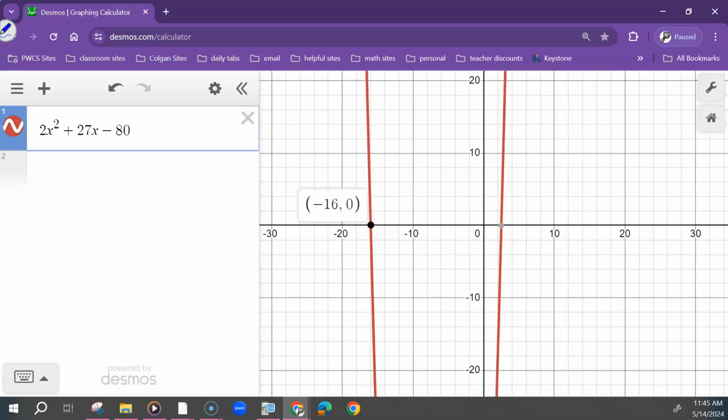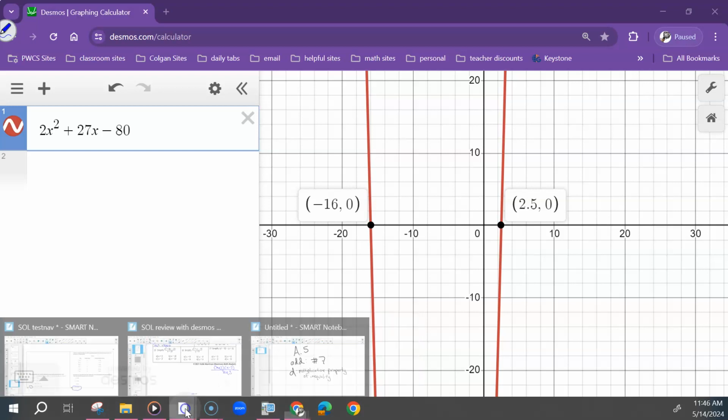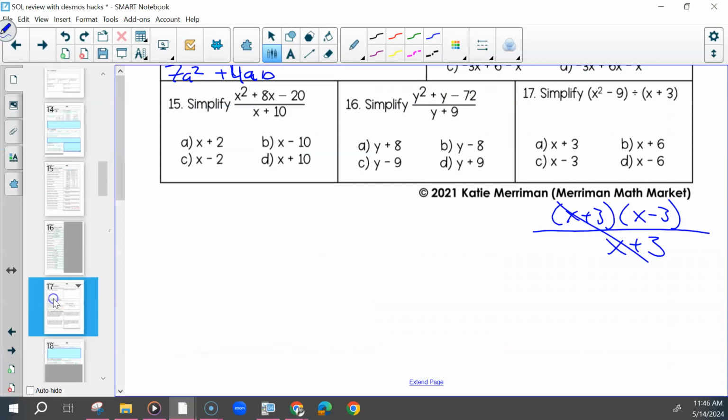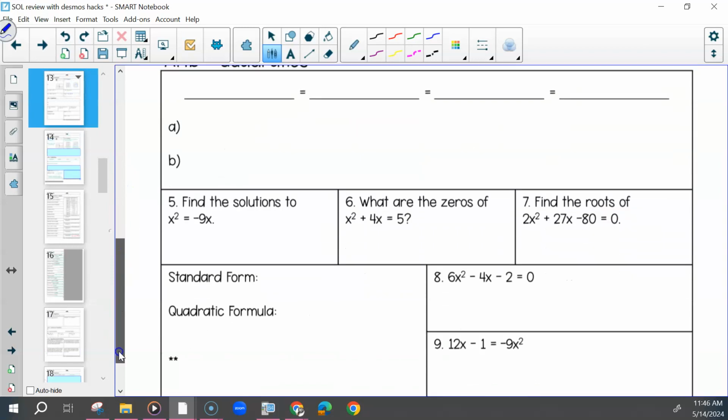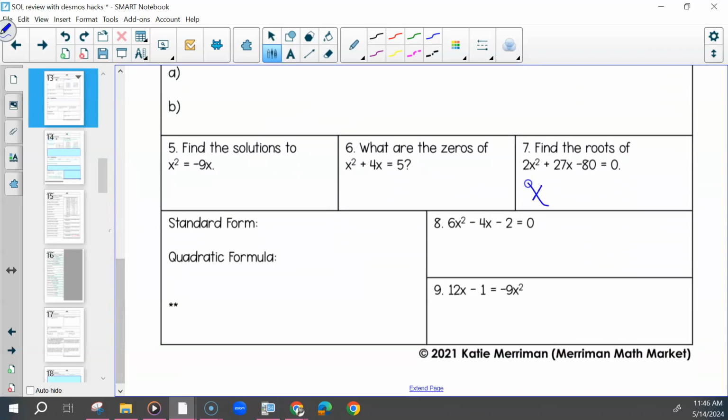So you should see two things. Roots are zeros, which are solutions, which are x-intercepts. So where does it cross the x-axis? And then you would write these in curly brackets, least to greatest. Negative 16 and 2.5. Or they may say leave your answer as a fraction, so 5 halves instead.